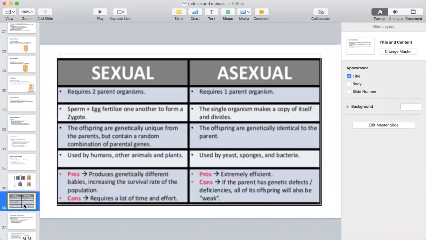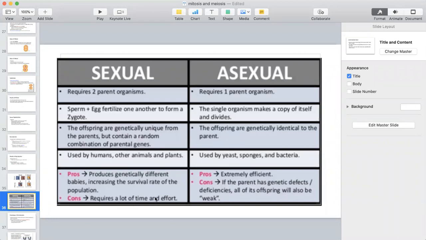Okay, this is just a table to compare these two processes. One of the things I want us to focus on is the pros and cons. There are pros and cons to both of these processes. Okay, sexual reproduction, in terms of pros or advantages, they produce these genetically different babies or offspring, right? And these genetic differences are going to, in theory, increase survival rates in the population, providing some kind of survival advantages. Okay, so genetic variation is a good thing. It increases your chances of survival.